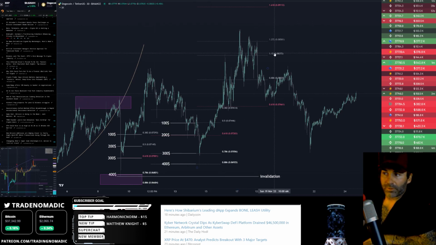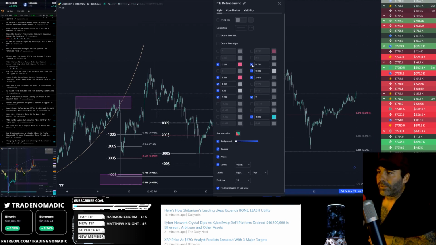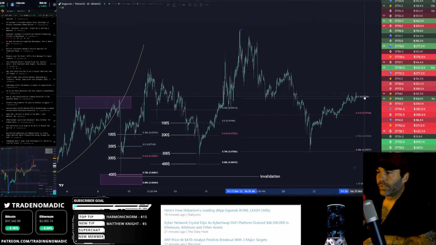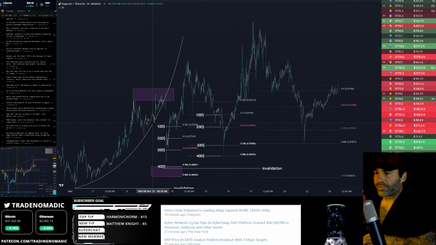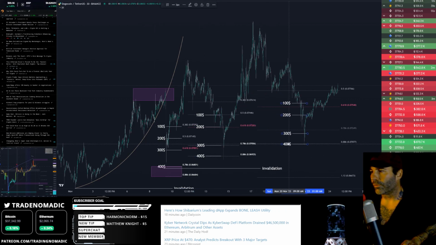And again, not to beat a dead horse, but look, we've got our move up. Let's take our fib retracement. And now, same thing. If we were going to buy from the 50%, the 618, the 786, and the 886, it's the same story over and over and over again.